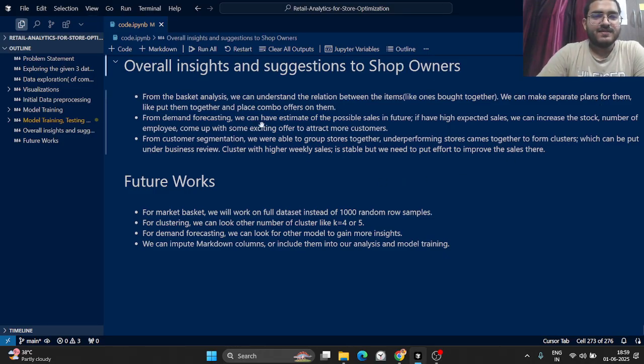And from demand forecasting, we can have an estimate of possible sales in the future, and if we have that data, let's say if we have high expected sales, we can increase the stock and the number of employees. We can also come up with some exciting offers to attract more customers.